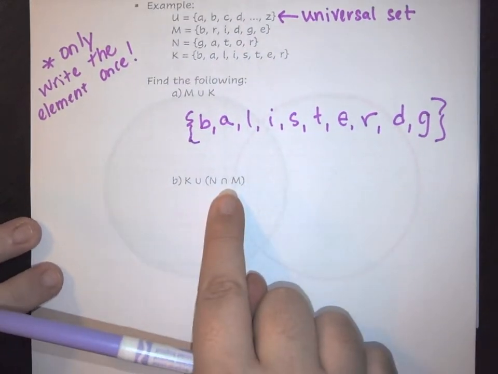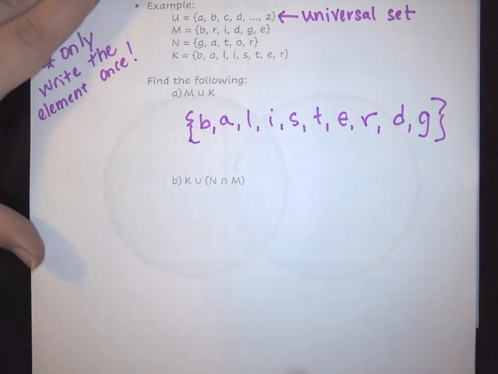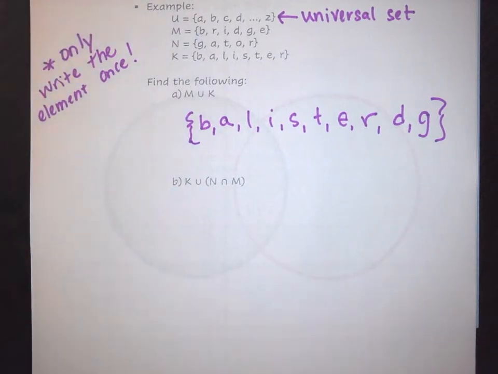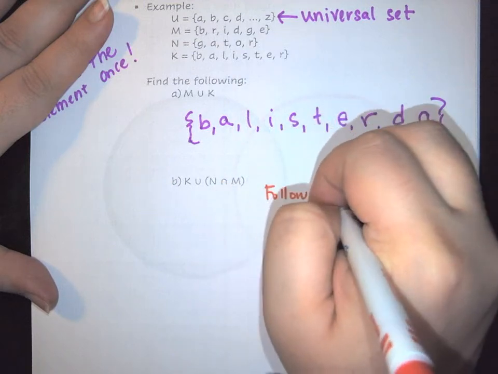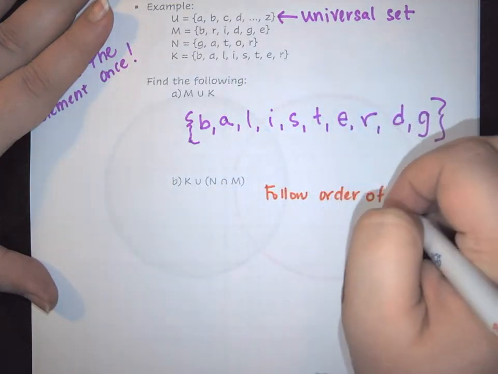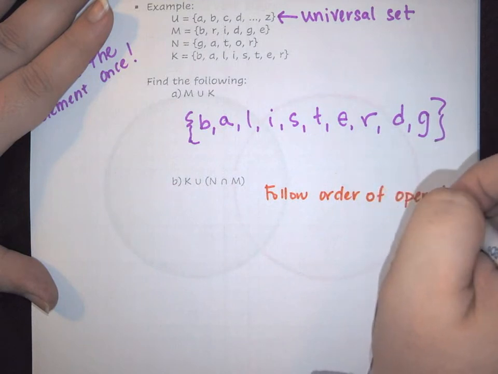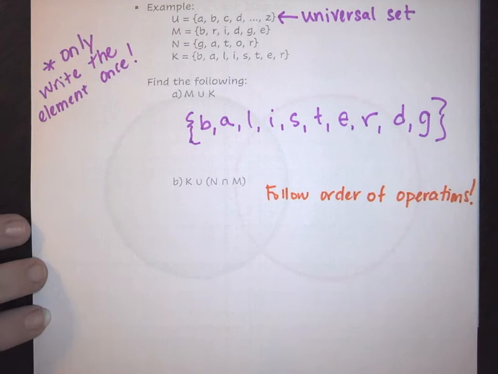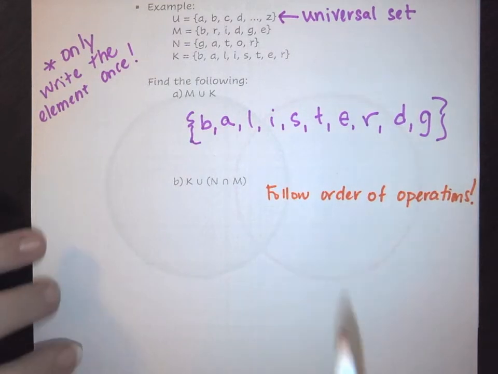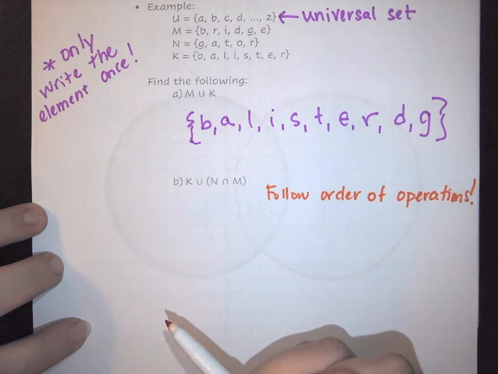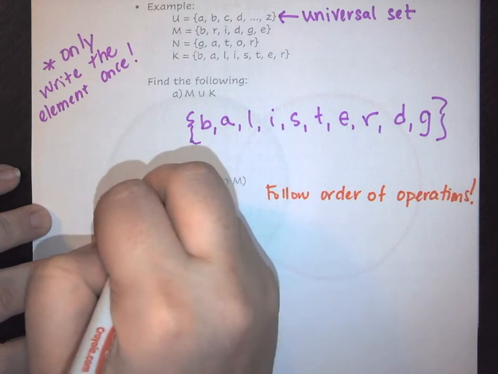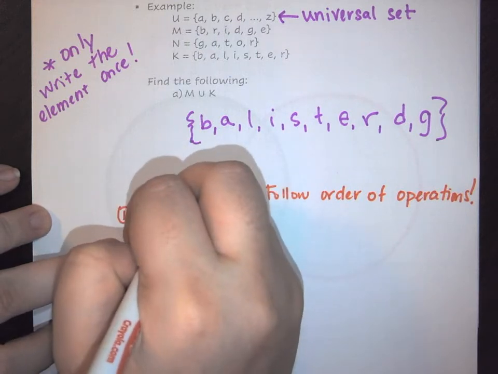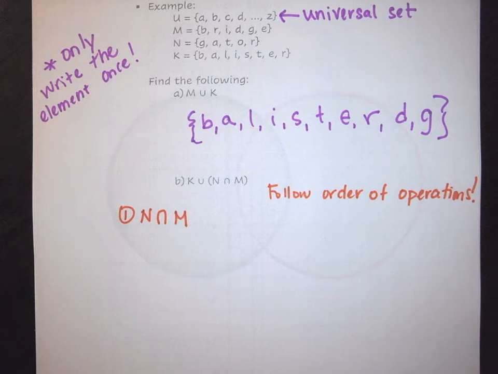We look at this bottom one, it's a little bit more complicated. We have to always follow your order of operations, no matter what math you're doing. Well, the order of operations states parentheses first. So the first thing that I have to do here is I have to look at N intersect M. And I have to figure out what that's going to be.